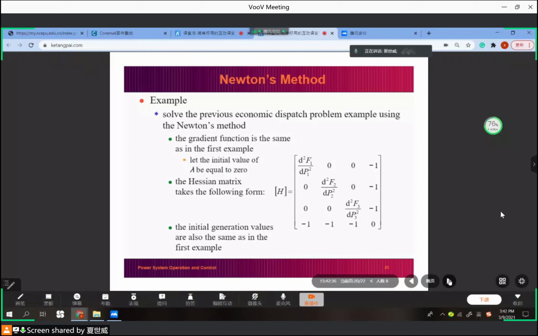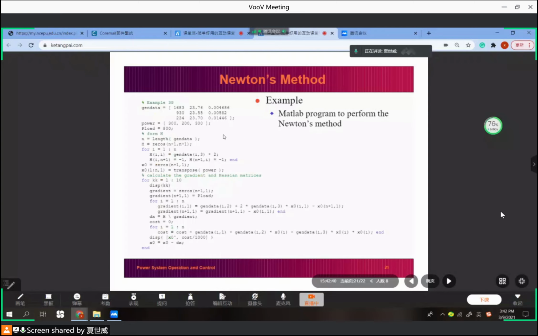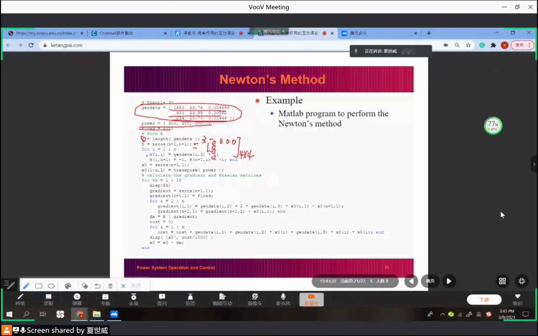So we have this part H. Let's see how to run the program. This part is for your coefficients. This is the first row P1, P2, P3. And this is the initial value of P0 and the total load. And this means n equals 3. H here is a 4 by 4 matrix. And for i from 1 to n, that means from 1 to 3, H(1,1) will be generated from generator 1. What's this? You see this one.